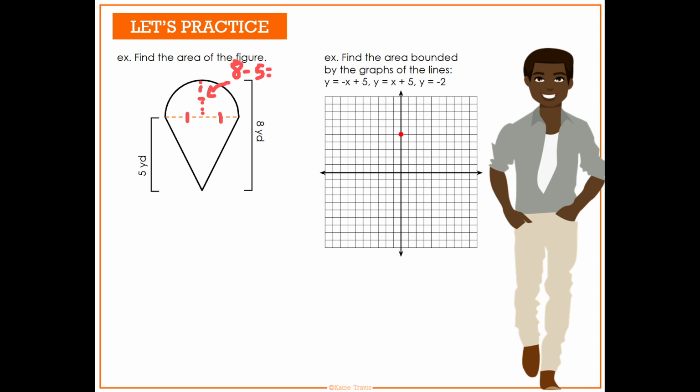So let's deal with that in the middle. 8 minus 5, that's 3. And if that's 3 up here, that means this and this are both going to make a 6 at the bottom. So let's do some calculations.